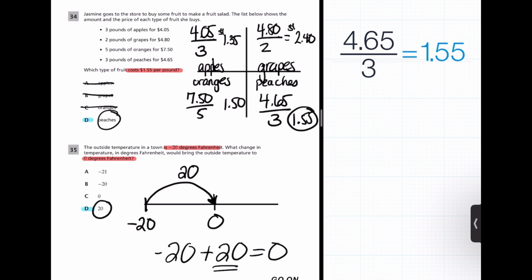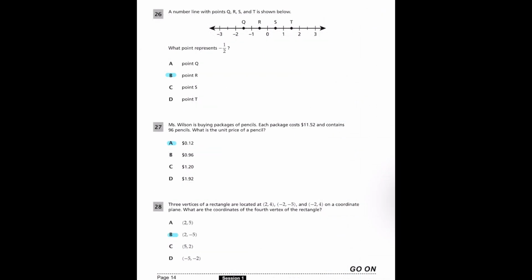I like making diagrams just so we can see them. Hit pause and jot this down into your notes. All right, checking your work here, your answers for 26, 27, and 28.